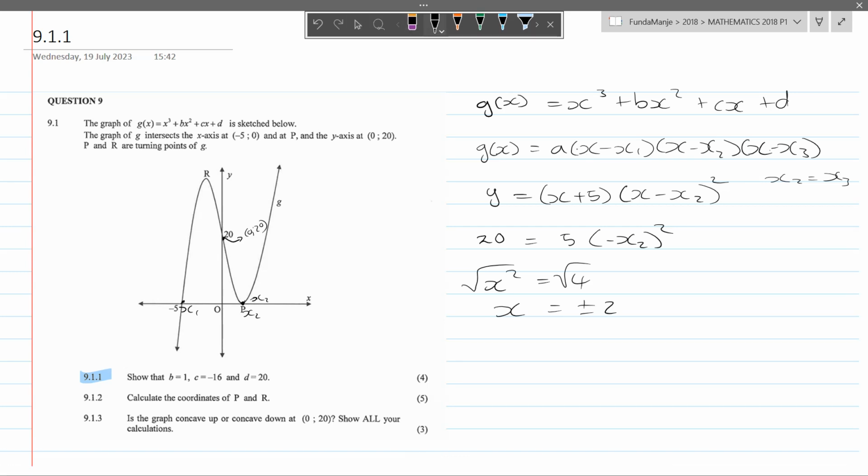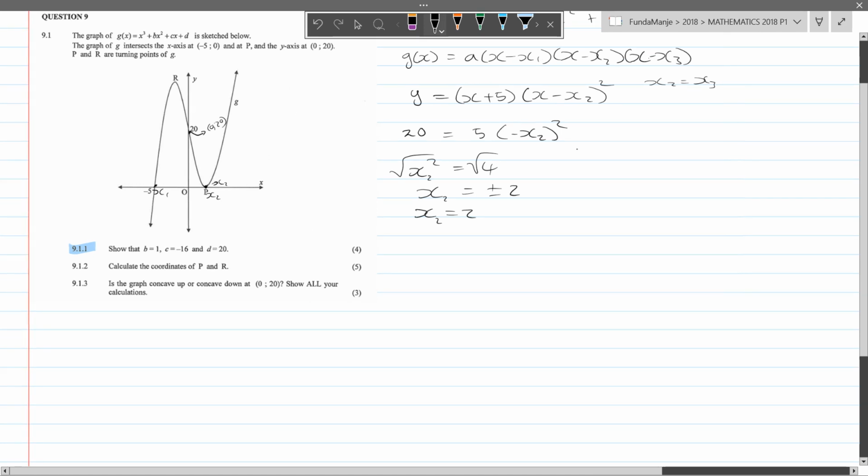But which one makes more sense? So we have to look at which one makes more sense. We can't have p being on this side because clearly p is on the right hand side of our y-axis, so it's going to be positive. So x2 will be equal to 2 and only positive 2. Once we have that value, we can substitute it all back in. Let me be consistent in my naming of this variable. That means x3 is also equal to 2, but we don't really need it since we've simplified it up to this point.